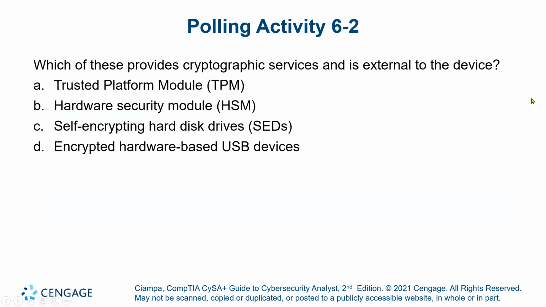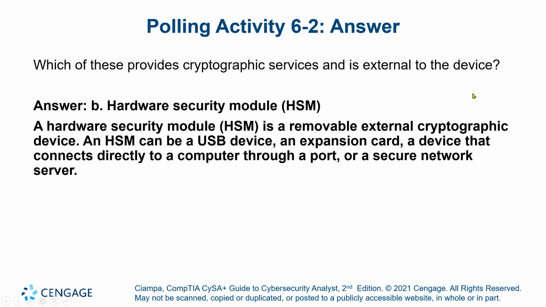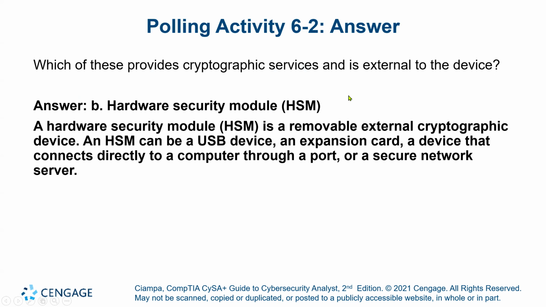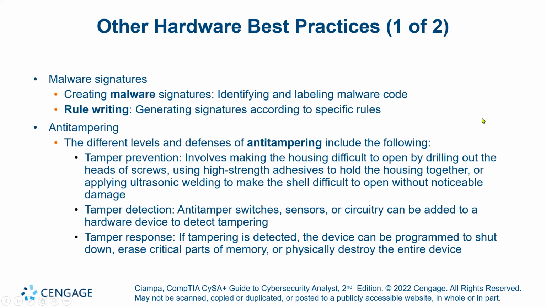Which of these provides cryptographic services and is, remember this, external to the device? TPM, HSM, SEDs, encrypted hardware-based USB devices. Couple more. Okay. Now, technically, they gave you two because technically B and D are the same thing. So that was bad.